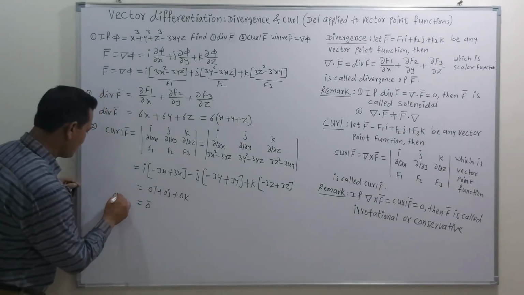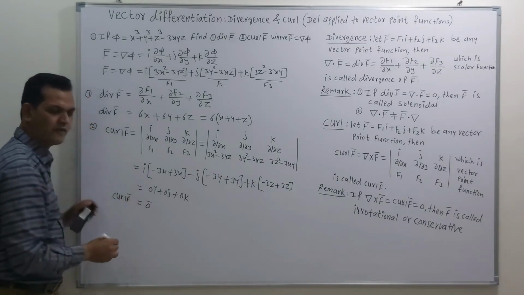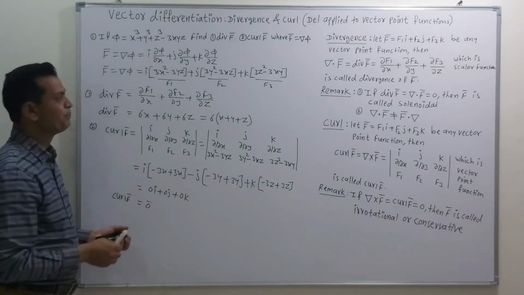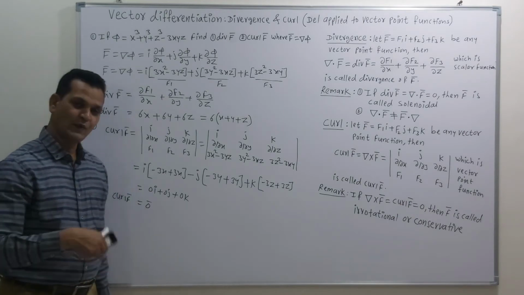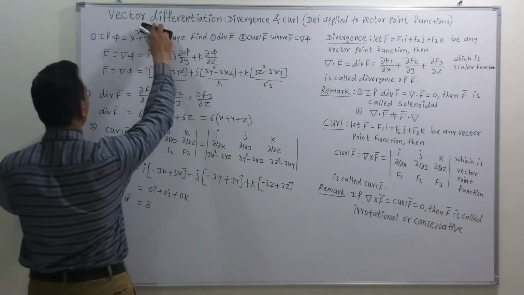That means curl of given vector f bar is 0. So this is the first question related to the divergence and curl. Now let's take the second example.